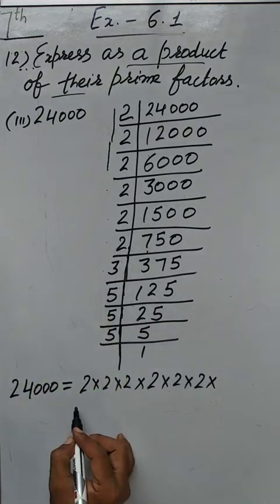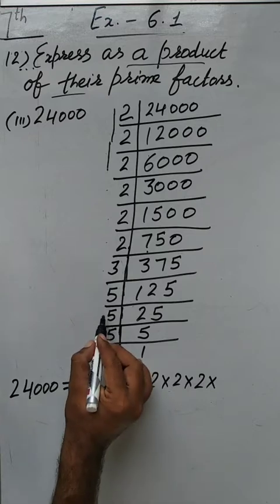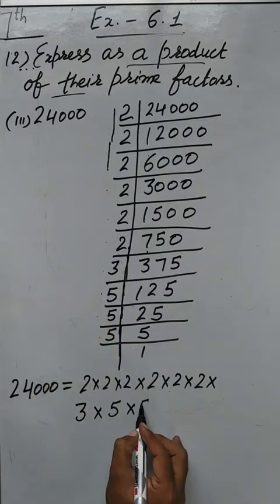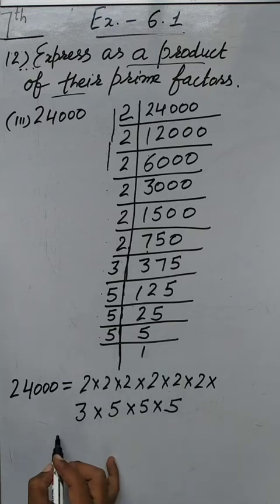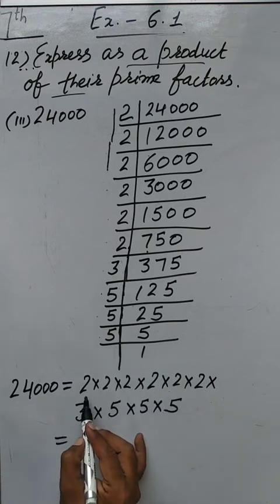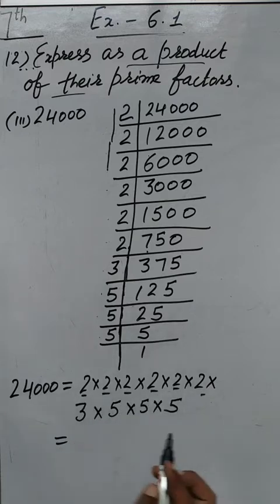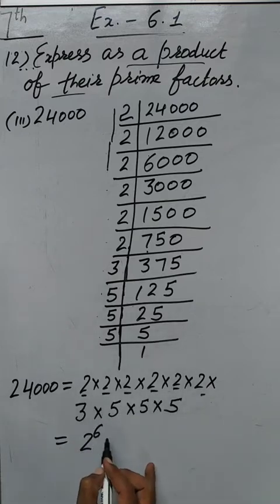Multiply 3, multiply 5, multiply 5, multiply 5. Now write in the form of powers. How many times is 2 there? 1, 2, 3, 4, 5, 6. So it becomes 2 raised to power 6.